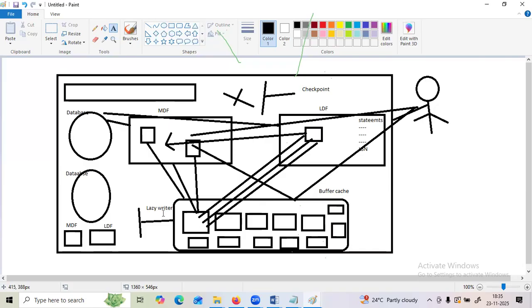So the lazy writer works on the buffer cache. Checkpoint works on our LDF. In the interview, the question will be asked: can we get the difference between checkpoint and lazy writer, and when does checkpoint run and when does lazy writer run? The lazy writer runs on the buffer cache at regular intervals, and it checks if any page has not been modified for a long time and is not going to be required. It will fetch that and allocate the storage for upcoming things.